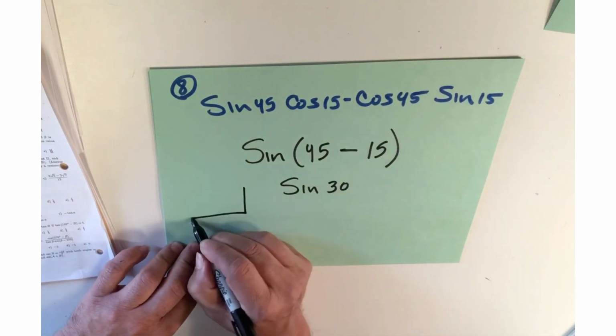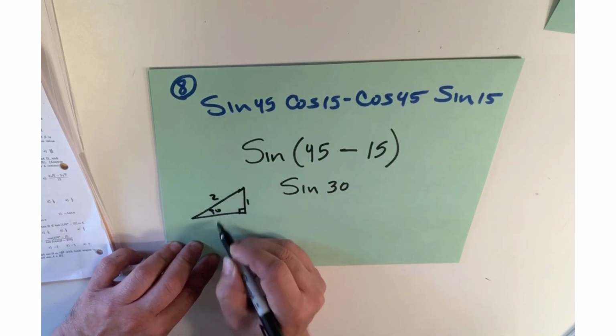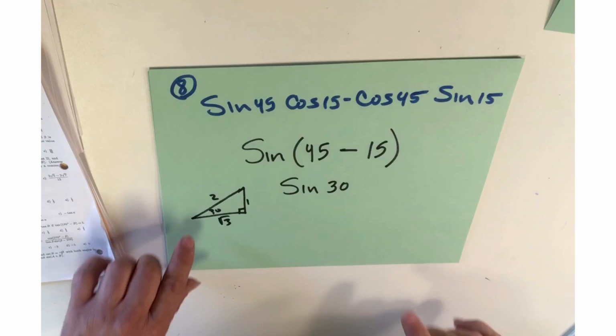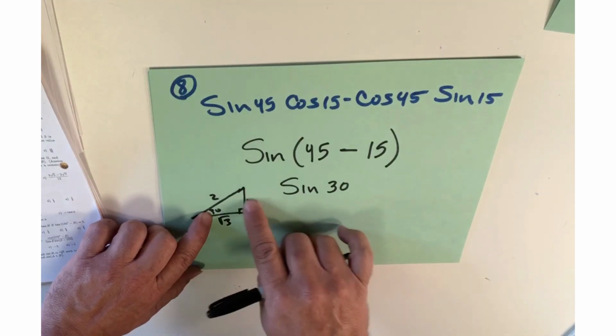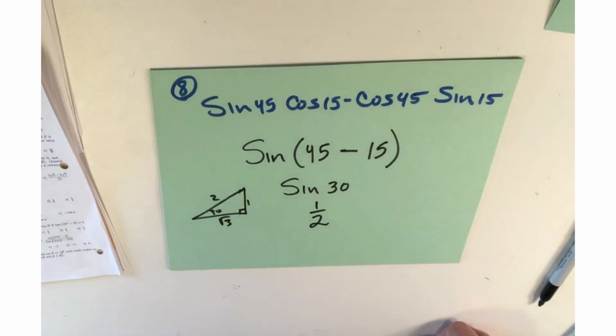And if you remember, based on your triangle, opposite 30 is always 1, 1, 2, radical 3. What is the sine of 30? Opposite over hypotenuse, which is, of course, 1/2.